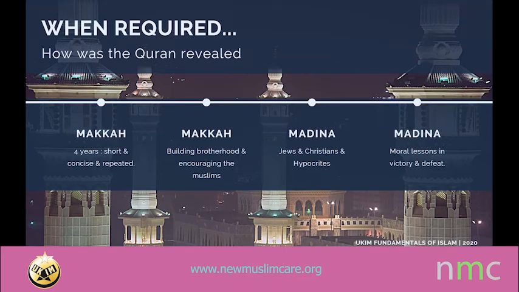And then when the Prophet Muhammad, peace be upon him, moved to Medina, and there were Jews and there were Christians and there were hypocrites, there were different types of people there, the verses again that were revealed reflected that. They're about how to deal with these different types of people. And as you probably remember, we did a session about all the battles and things like that that happened. And again, the verses reflected that. They talked about war ethics. They talked about how to behave in victory and defeat and what you can learn from it.